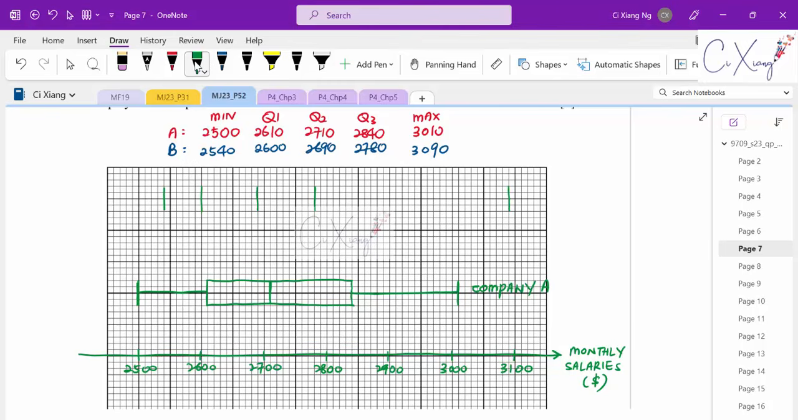Okay, so again, the Q1, Q2, Q3, you try to connect them into a box. And then the whisker, you connect it with the box, but it shouldn't go through it. So label it clearly. This is for company B.